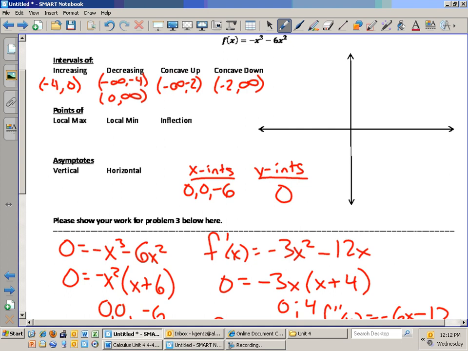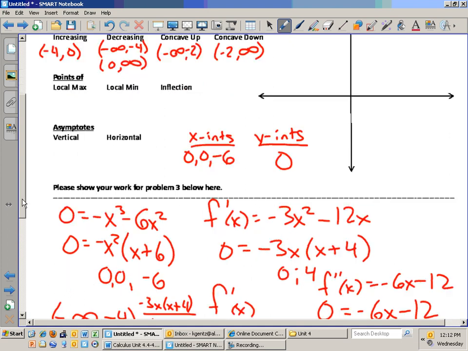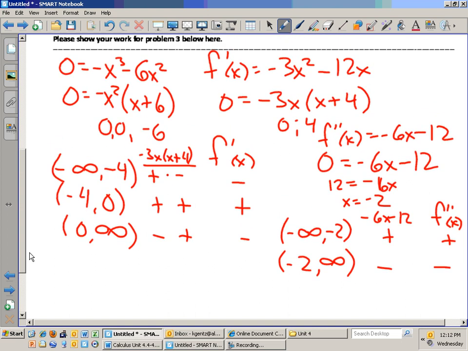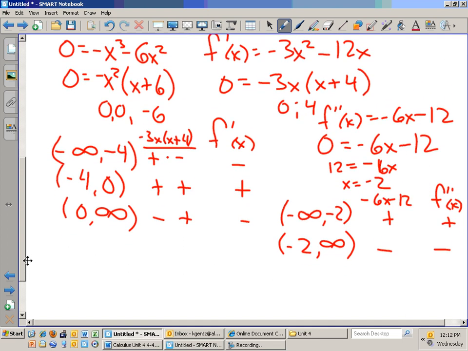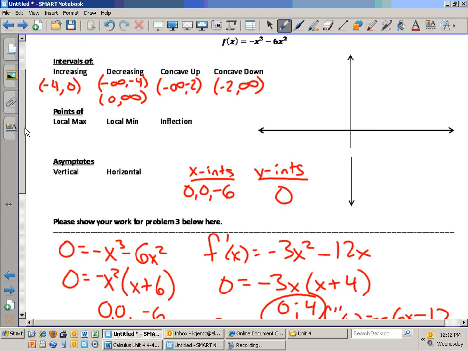So let's check. At this point, 0, I'm sorry, negative 4. Okay, so I use my first derivative piece where I factored this, and I got 0 and negative 4 out of it. Here's my work. 0 and negative 4, I'm going to use those two. Which interval does 0 fall into? Does 0 fall into concave up or concave down? 0 falls into concave down, so 0 is where you have a maximum.